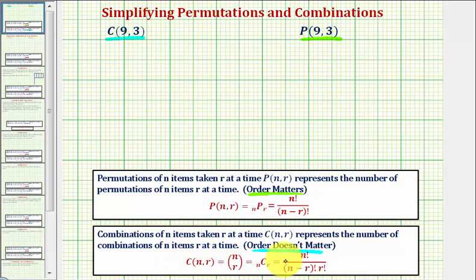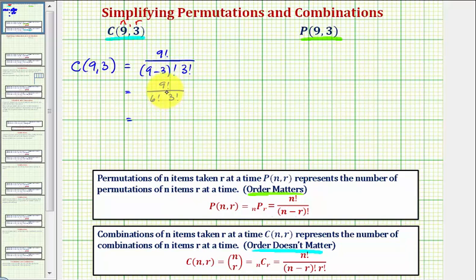Looking at the definition of a combination, notice how there are several notations to denote a combination. In our case, n equals 9 and r equals 3. So to simplify, 9 choose 3, our numerator is going to be n factorial, which would be 9 factorial. Our denominator is going to be n minus r factorial times r factorial. Well, n minus r would be 9 minus 3 factorial, and r factorial would be 3 factorial. Now we'll go ahead and simplify. We have 9 factorial divided by 6 factorial times 3 factorial.